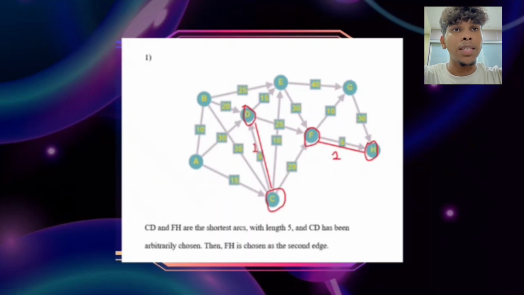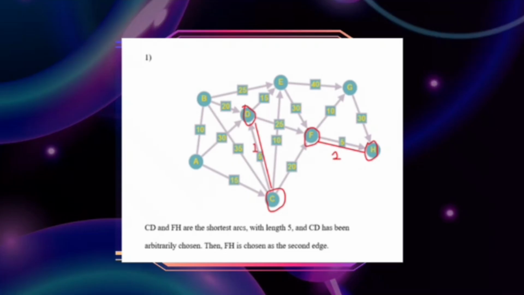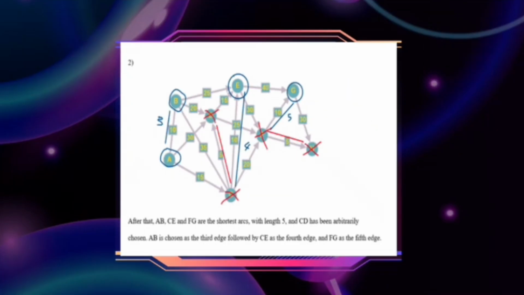CD and FH are the shortest arcs, with the length 5, and CD has been arbitrarily chosen. Then FH is chosen as the second edge. As the second step, AB, CE and FG are the shortest arcs with length of 5 each, and AB has been arbitrarily chosen. AB is chosen as the third edge, followed by CE as the fourth edge and FG as the fifth edge.